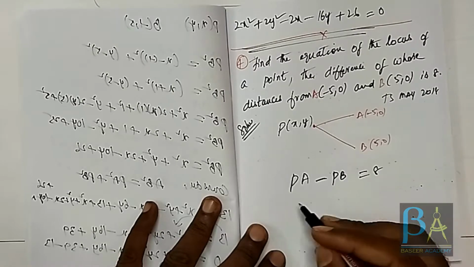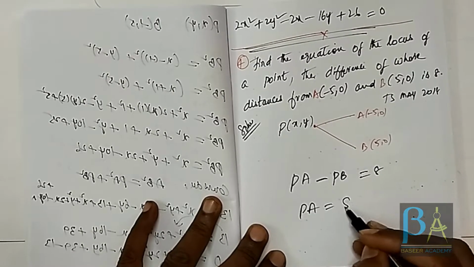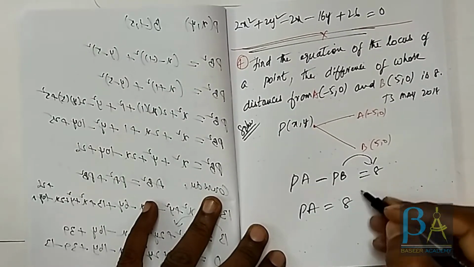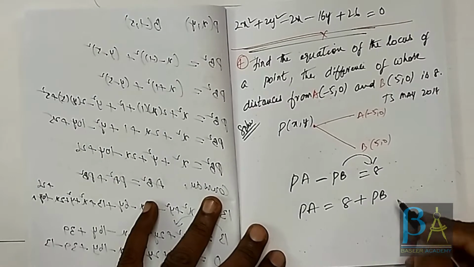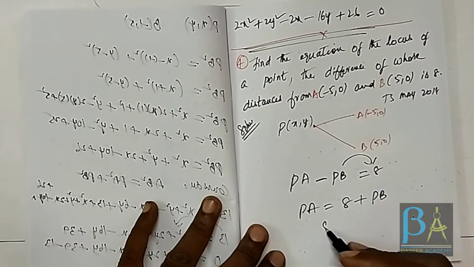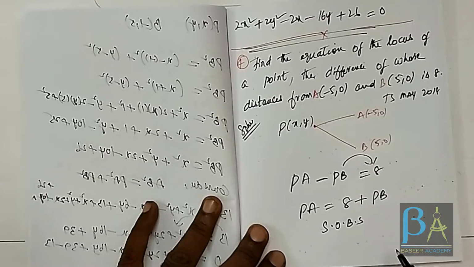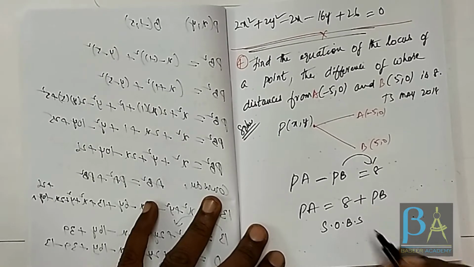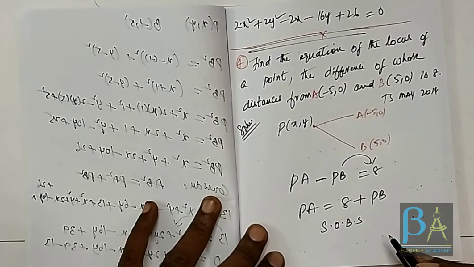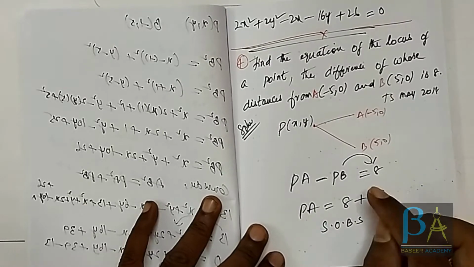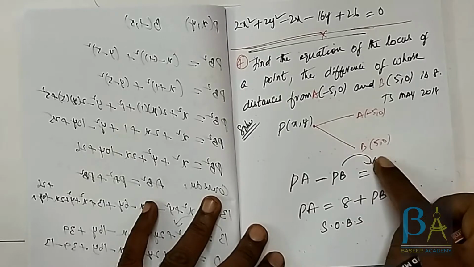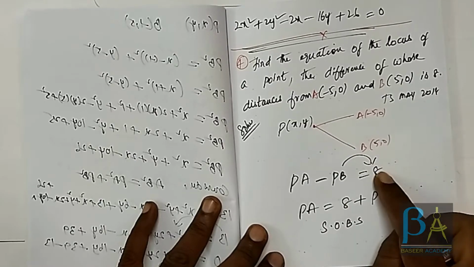Now, PA is going to be 8 minus PB. Take it to the right hand side, it becomes plus PB. Now, let us square them on both sides. Squaring on both sides. Why do you think I'm squaring on both sides? Is it really necessary to square on both sides, or is it even necessary for me to transpose PB to the right hand side? Minus PB to the right hand side?